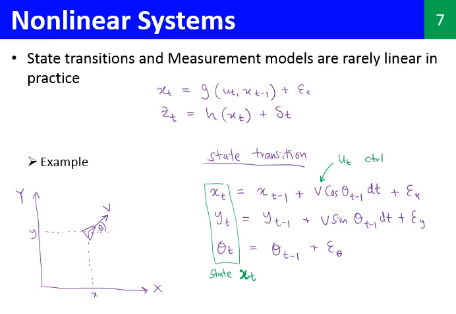Now we see that the state transition model contains cos and sine terms. So these are nonlinear functions, so we are unable to apply the standard Kalman filter in this case, right? So let me write that. We can't apply Kalman filter.